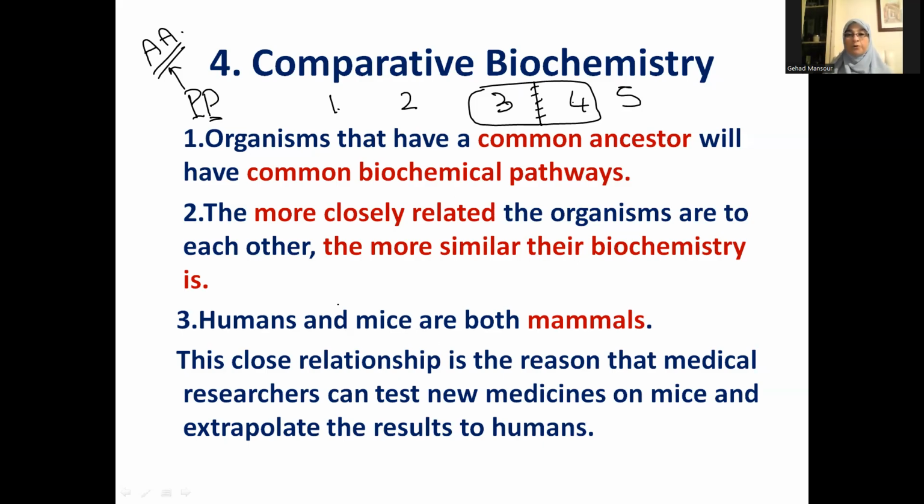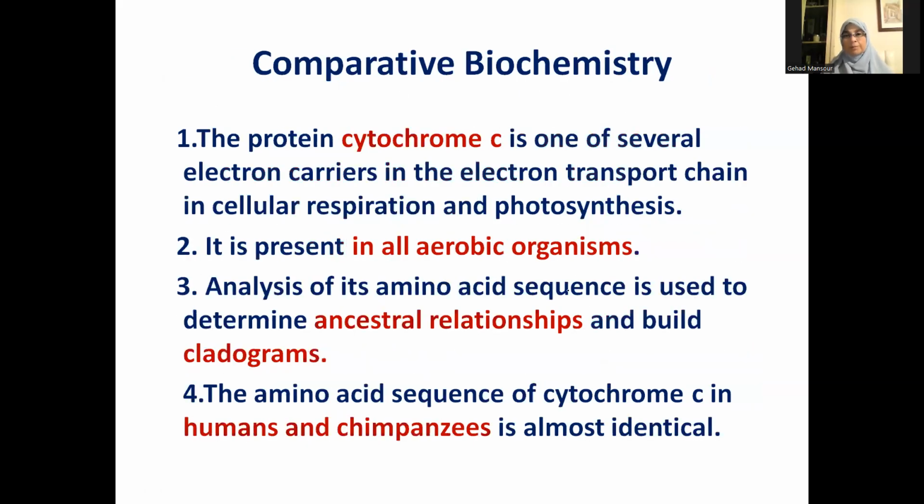For example, human beings and mice are mammals. And because there is a great relationship in their biochemistry, that's why we use mice and guinea pigs in order to do experiments to try medication, for example, before using them on patients and before releasing them in the market on a commercial basis.